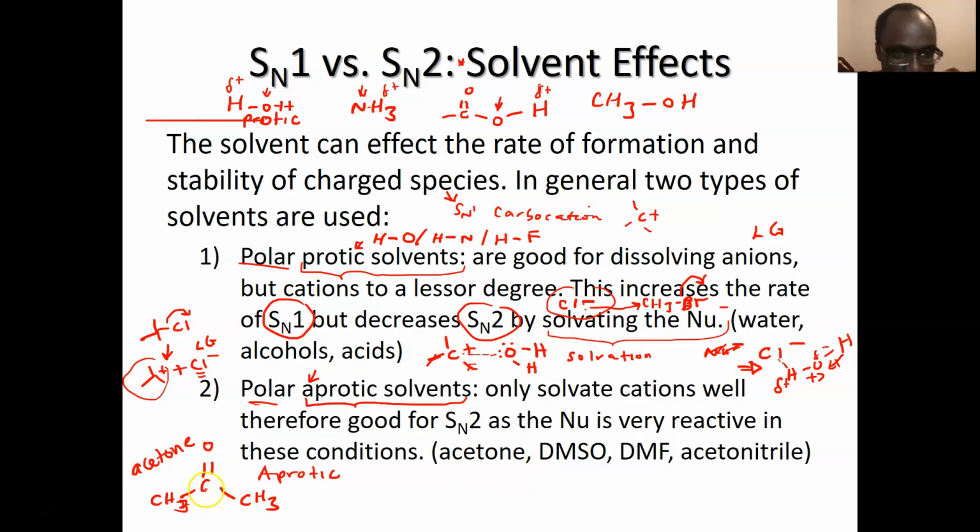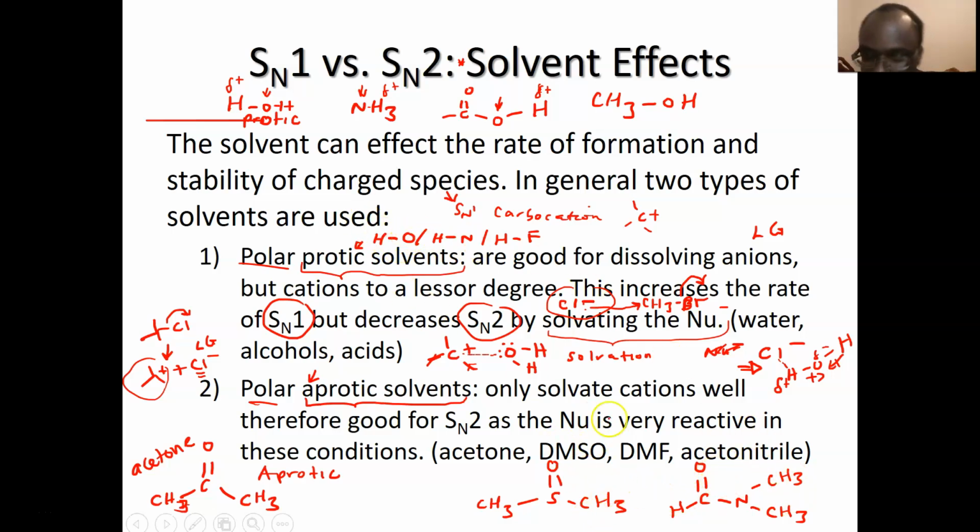DMSO is a relative to acetone. It's dimethyl sulfoxide, where the carbon is in the middle, we put a sulfur. Okay, that's the structure of DMSO. Again, there are no hydrogens bonded to oxygen, nitrogen, or fluorine. DMF is an amide, dimethylformamide. So the nitrogen will have two CH3s. Again, you don't have any hydrogens directly bonded to oxygen, nitrogen, or fluorine.